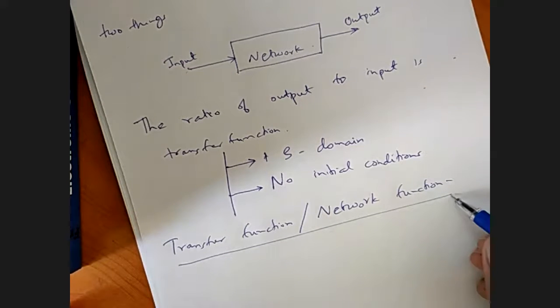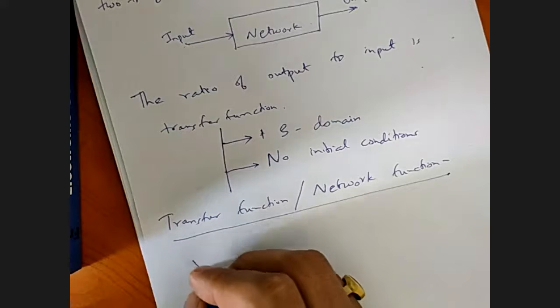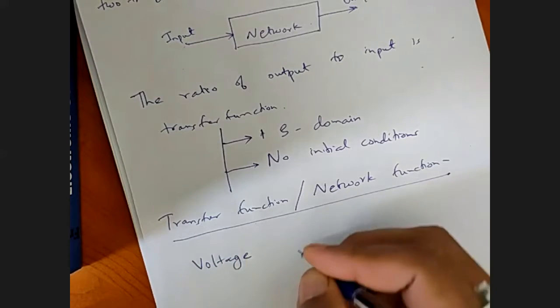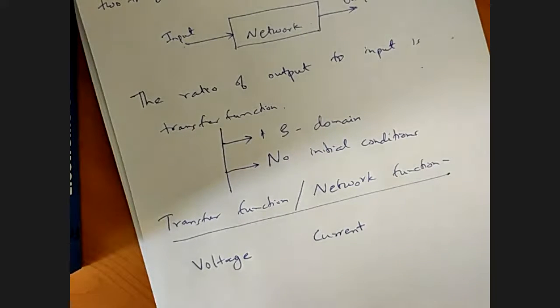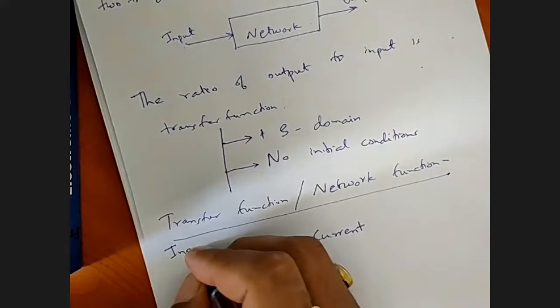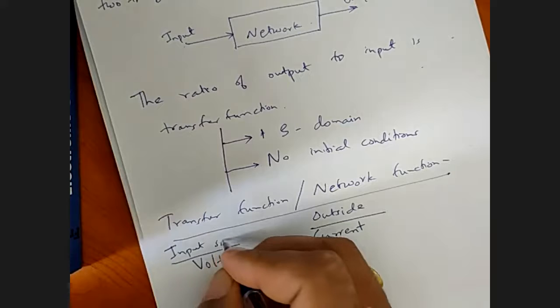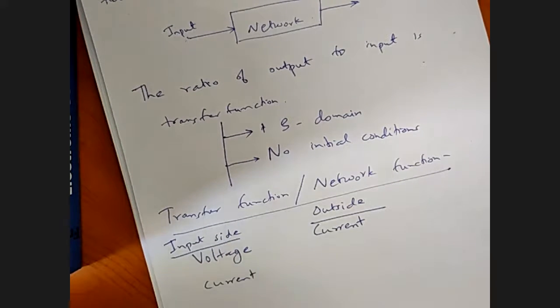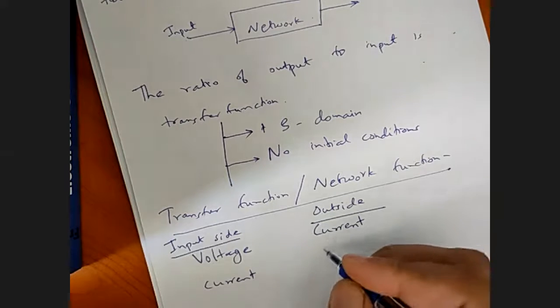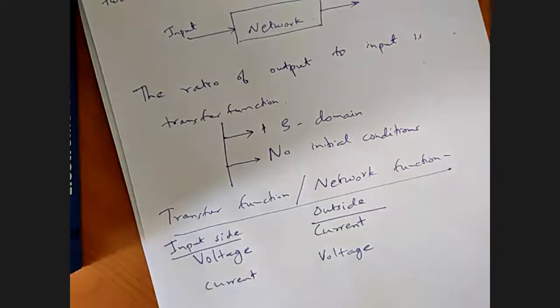So transfer function or network function. We can have voltage or we can have current at both sides, at the input side and at the output side. At the input side we can have voltage or current, and at the output side we can have current and voltage also. Now the ratio of these quantities will be known as transfer function.